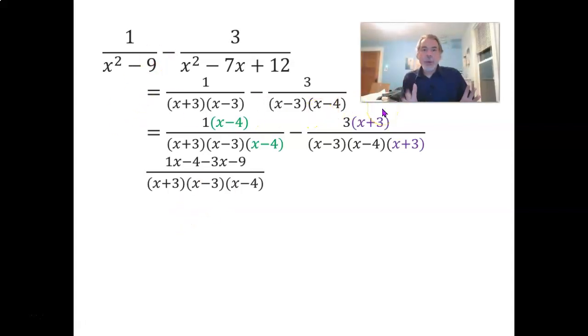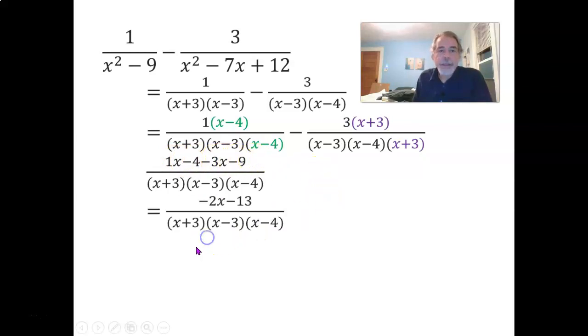And on top, we got 1 times x minus 4 minus 3 times x plus 3. So that's 1x minus 4 minus 3x minus 9. And when you simplify that, just combine like terms, you end up with negative 2x minus 13 over that common denominator, which you could multiply out, but that's kind of a lot of work, so I would just leave it like that.